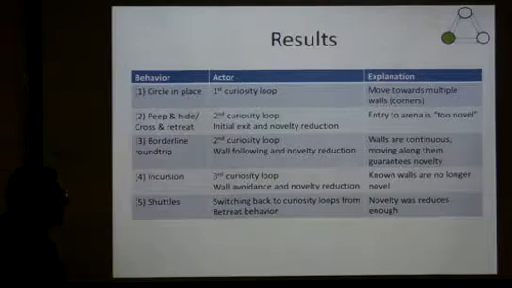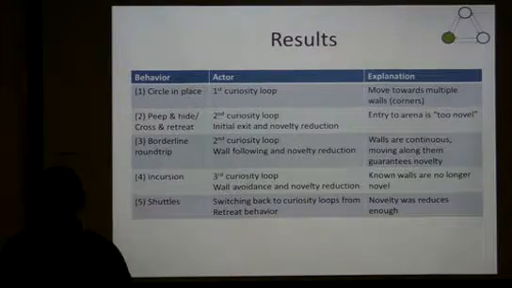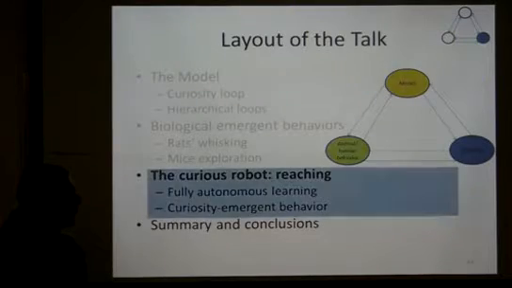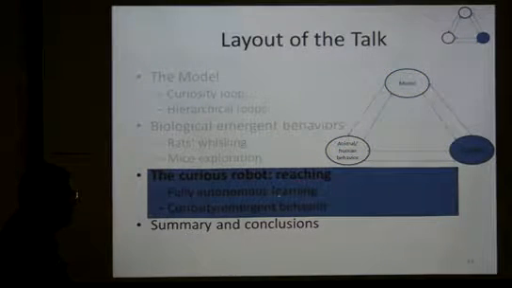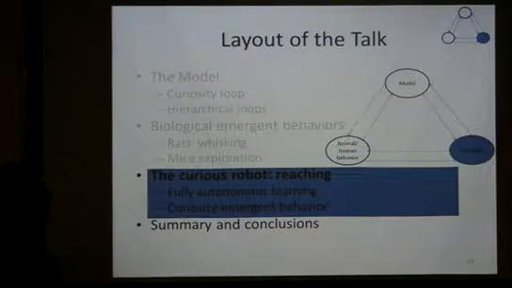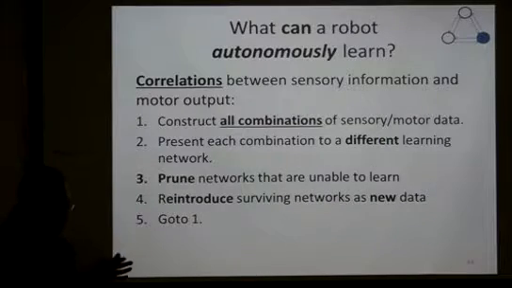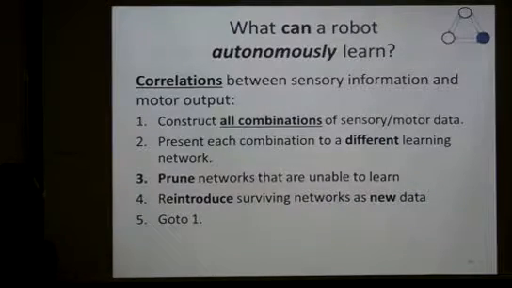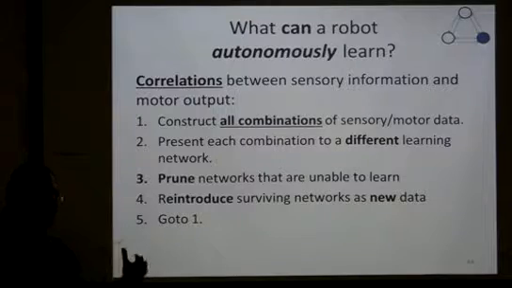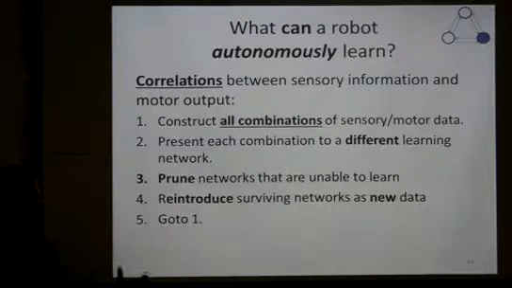So I have a lot to say about this biology stuff, but I'm going to move on. I'm going to talk about reaching. A reaching robot. The one big question is, what can a robot autonomously learn? Again, autonomously, without any supervised information from a teacher. What it can learn is the correlation between your sensory information and your motor actions. This is what you can learn. And the question is, let's construct everything that a robot can learn autonomously.